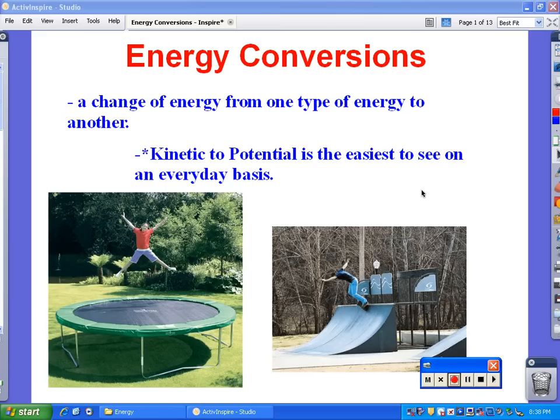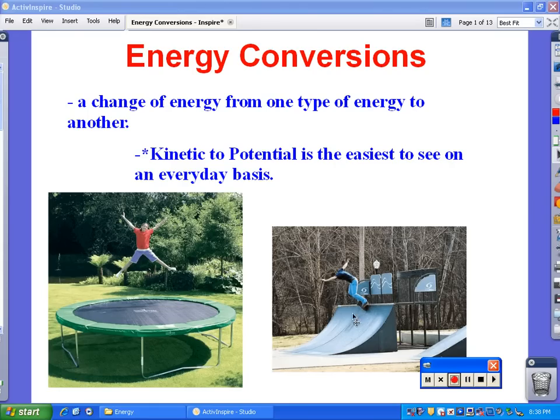Kinetic and potential is the easiest to see on an everyday basis. I made that a little side point because it's something you see in your everyday life. The person here is jumping on the trampoline, and as they come down and spring into the trampoline itself, the springs around the side will elastically bend and give the person elastic potential energy, and then it will convert that to kinetic and bounce the person up into the air. So you can quickly see that kinetic and potential convert. And as they continue to jump on it, it'll continue to convert. Kinetic, potential, kinetic, potential. It's all kinds of fun.